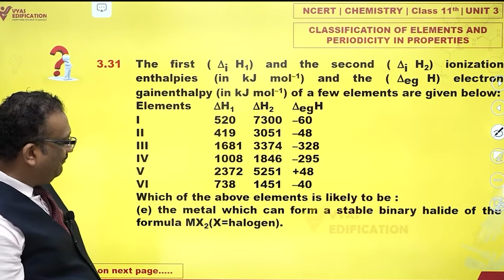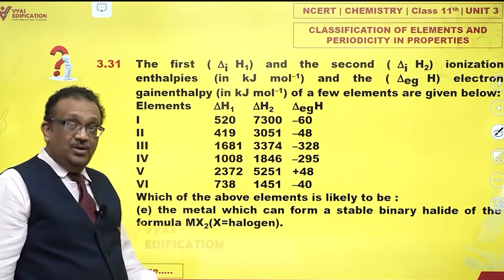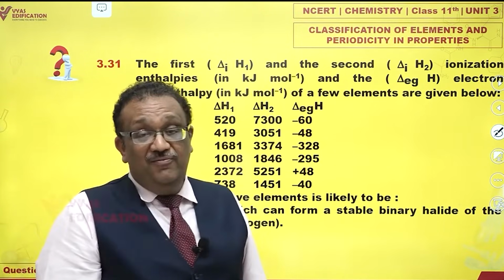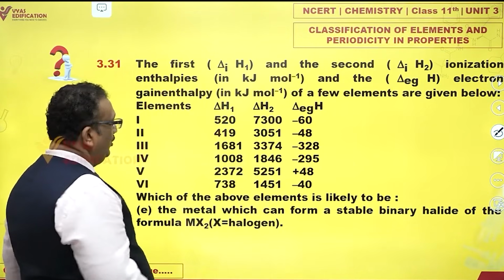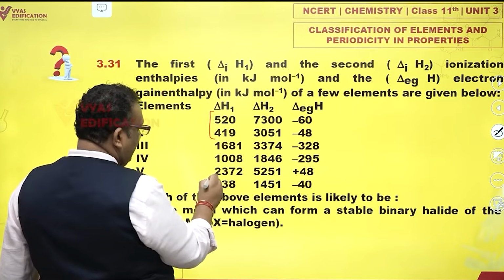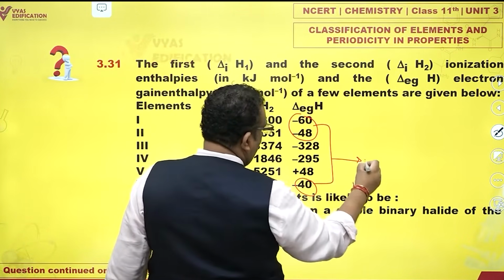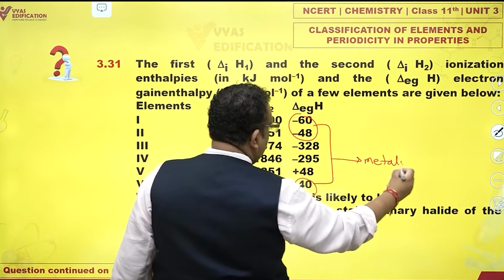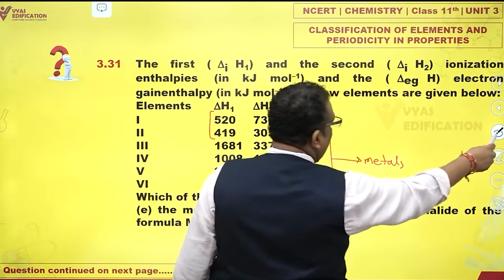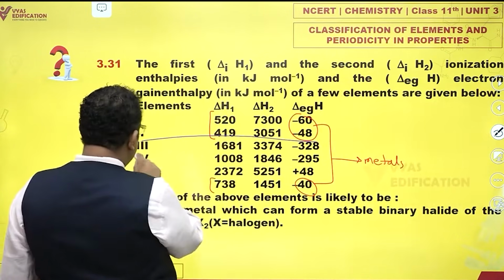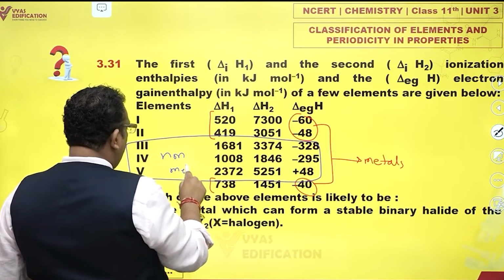The metal which can form a stable binary halide of formula MX2. Now they are looking for a metal which has the formula MX2. If I look at these 3 candidates, they are metals, right? And the other three are non-metals, so I am not even considering them.